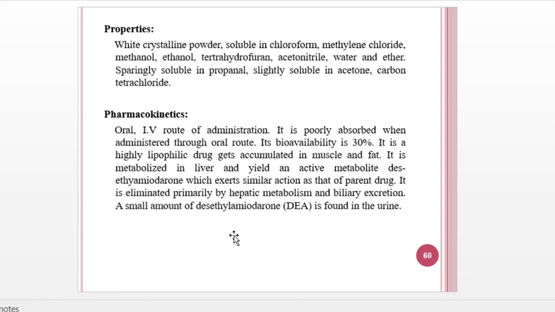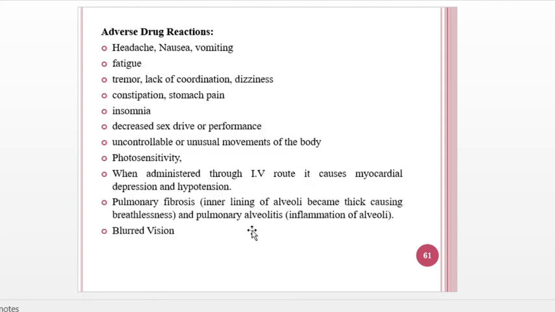Pharmacokinetics: it has 30% bioavailability, and it is a highly lipophilic drug that gets accumulated in muscle and fat. It is metabolized in the liver, yielding active metabolites, desethylamiodarone, that exert similar action to the parent drug. It is eliminated primarily by hepatic metabolism and biliary excretion. A small amount of desethylamiodarone is found in the urine.